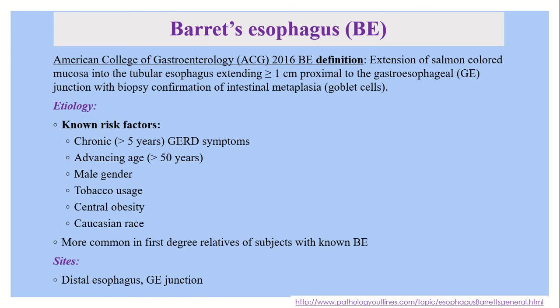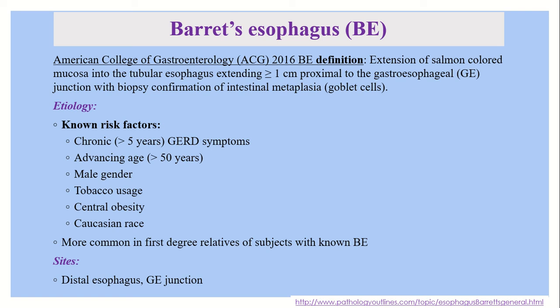Another disease of the esophagus is Barrett's esophagus. The American College of Gastroenterology definition of Barrett's esophagus is an extension of salmon-colored mucosa into the tubular esophagus, extending equal or more than 1 centimeter proximal to the gastroesophageal junction, with biopsy confirmation of intestinal metaplasia, goblet cells.